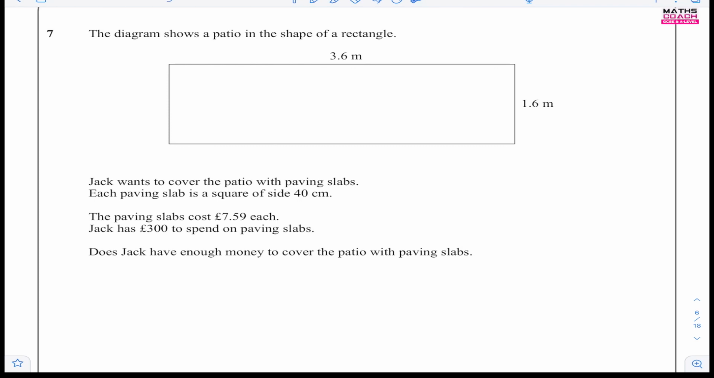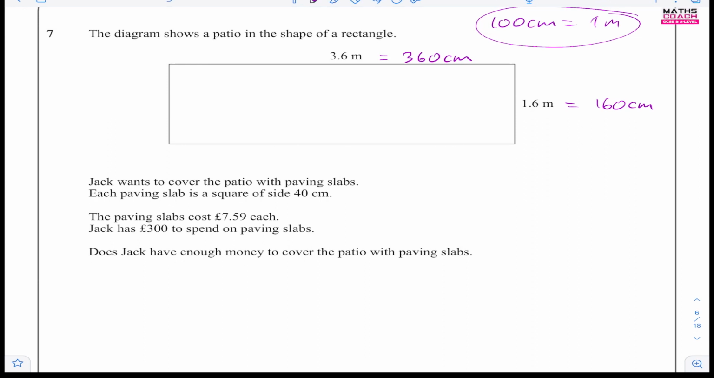A point to note here, be very careful once again. Look, you're given these as meters, and you're told that the paving slabs are in centimeters. So what you can go ahead and do now is convert the meters into centimeters, and we know that there are 100 centimeters in 1 meter. So this will get multiplied by 100, so you have 360 centimeters here and 160 centimeters there. Now we are good to go.